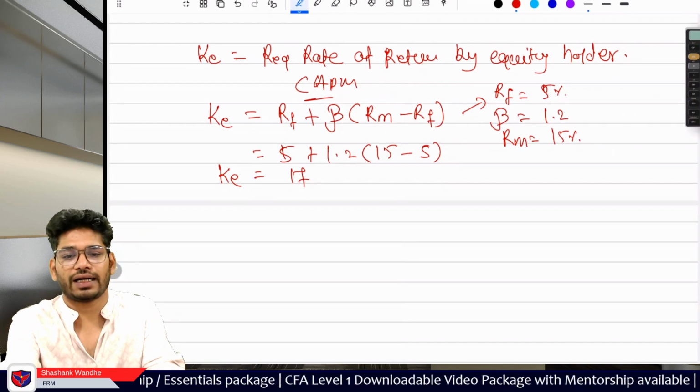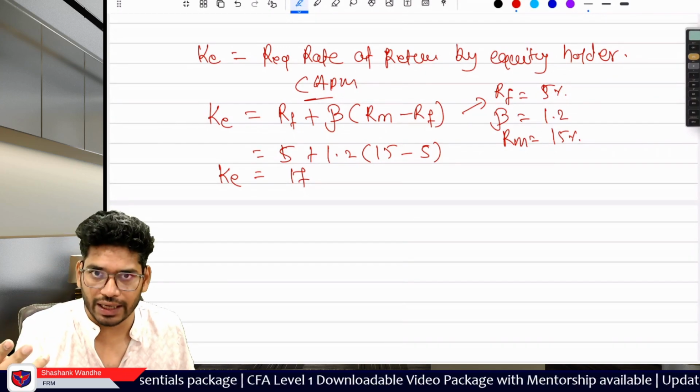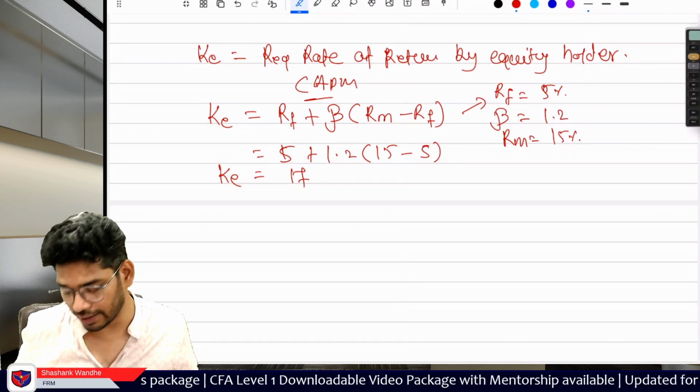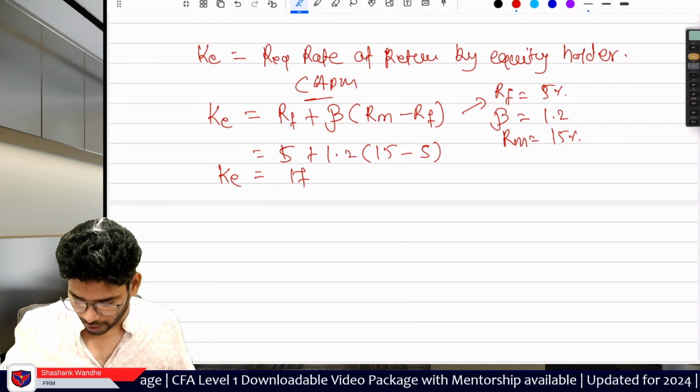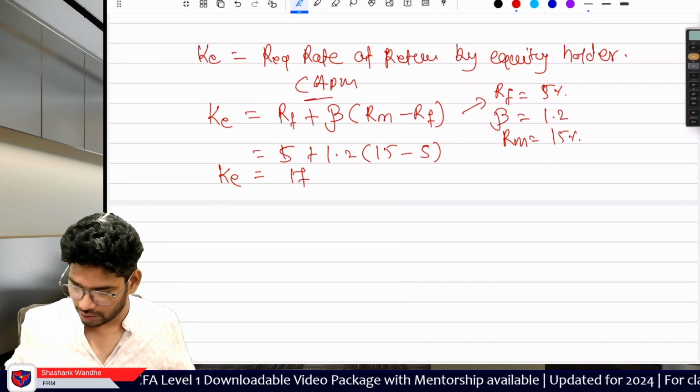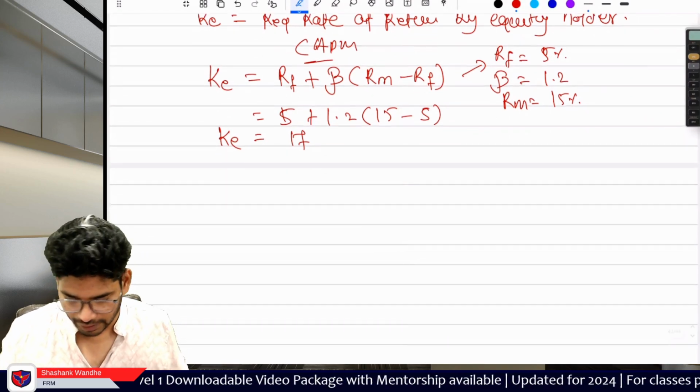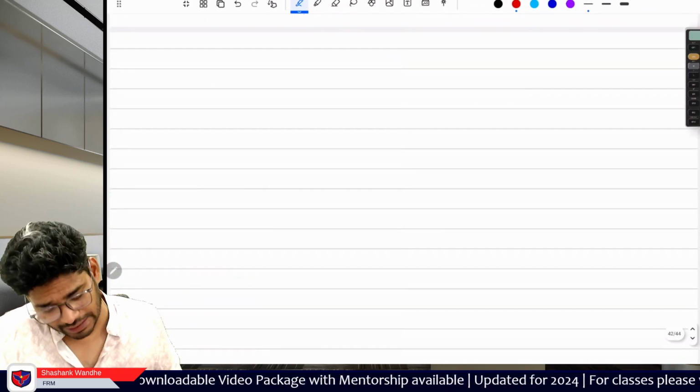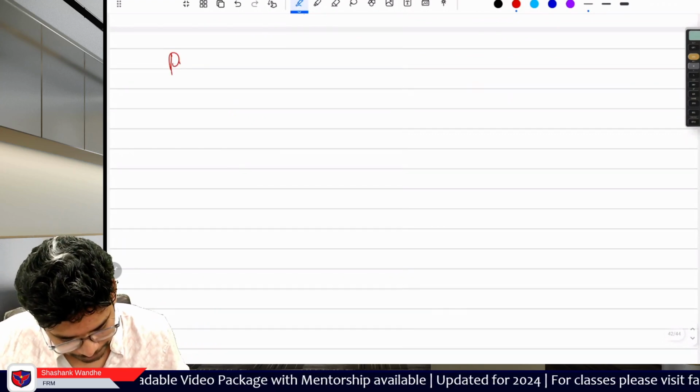So in the exam, the possibility is maybe K will be provided, or you have to do the calculation of K and then apply it in the dividend discount model. Okay, so all the possibilities are there. You have to just be aware of what you need to do. So this is about the equity, common shares.